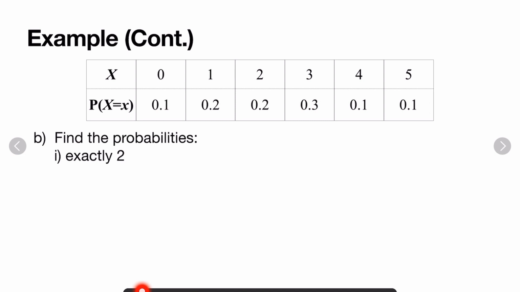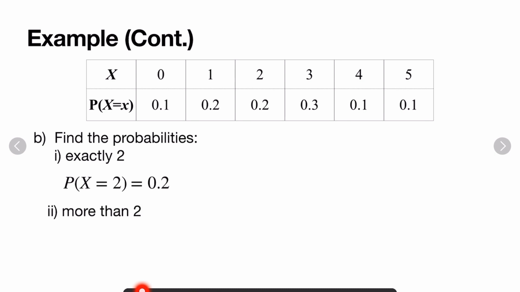Okay, so what does it mean by the word exactly to? Exactly to means it refers to equals. Exactly, the word exactly itself, okay, refers to equals. Okay, so we can represent it with x equals to 2. Okay, x equals to 2. X sama dengan 2. Alright, so x sama dengan 2 ambil daripada table saja. What is it? 0.2. Okay, 0.2.